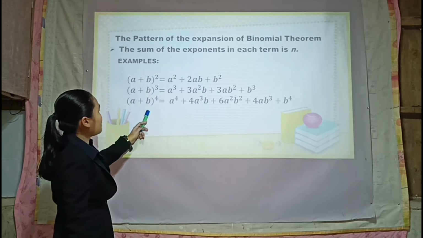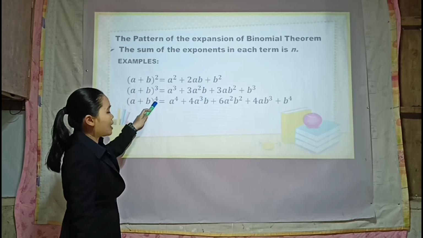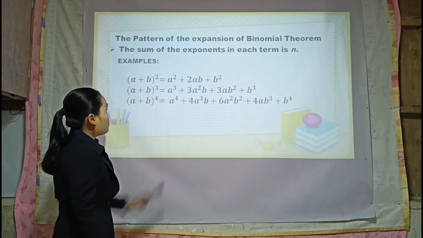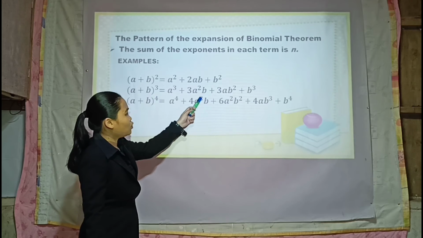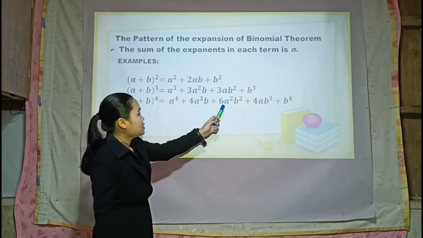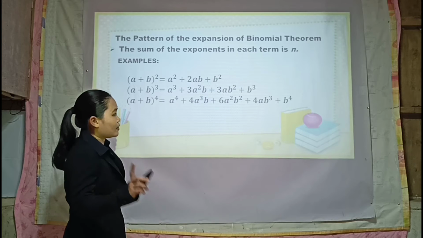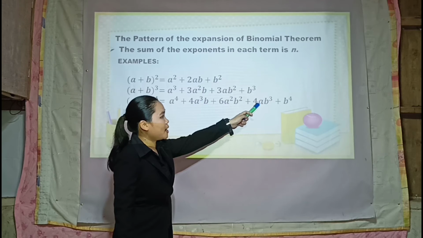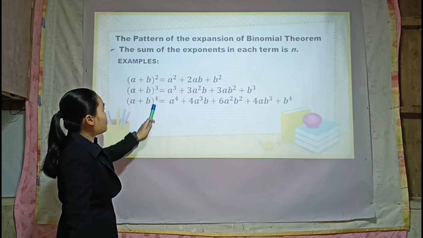So here, in this example, the n is 4. And as you can notice, in each term, the sum of the exponents is 4 because our n is 4. So A raised to 4. 4A cubed B, so 3 plus 1, we have 4, our n. A squared B squared, 2 plus 2 equals 4, equals our n. Plus 4AB cubed, from A we have 1, and 3 for B, we have 1 plus 3, the exponent is 4.